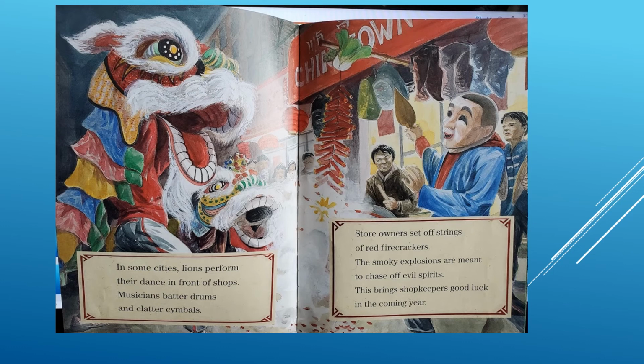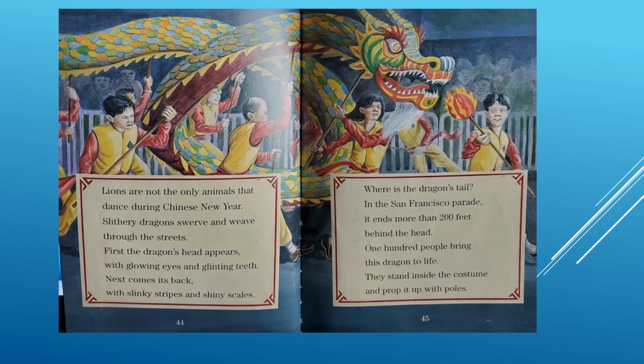In some cities, lions perform their dance in front of shops. Musicians batter drums and clatter cymbals. Store owners set off strings of red firecrackers. The smoky explosions are meant to chase off evil spirits. These bring shopkeepers good luck in the coming year. Lions are not the only animals that dance during Chinese New Year.